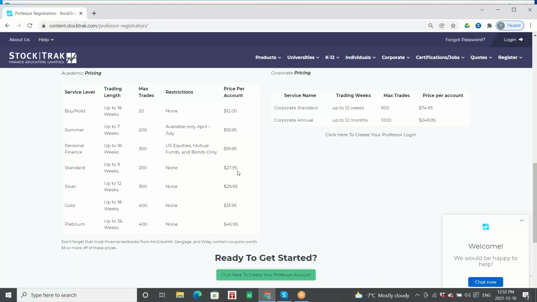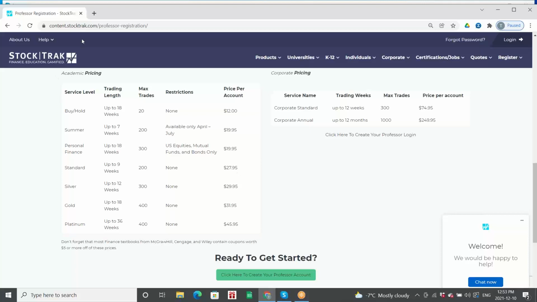A lot of our professors and faculty like to use StockTrak on a per semester basis. For those schools that have a bigger program, they may wish to purchase a site license. We have a site license at the 250 student level. We also have a site license at the 500 student level, where all the faculty in the business program can use it. You can host a campus-wide challenge, you can have a financial literacy event, you can invite high school students to your college or university. And we also have fully branded sites.